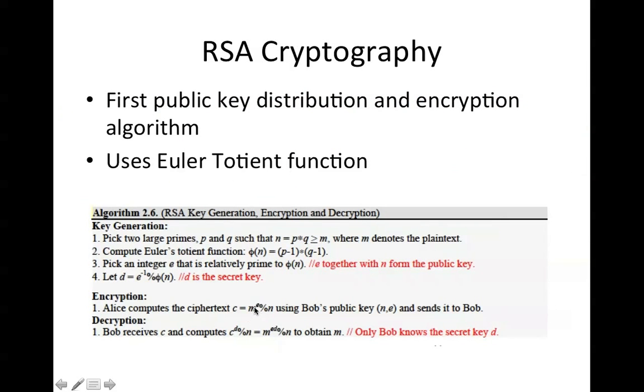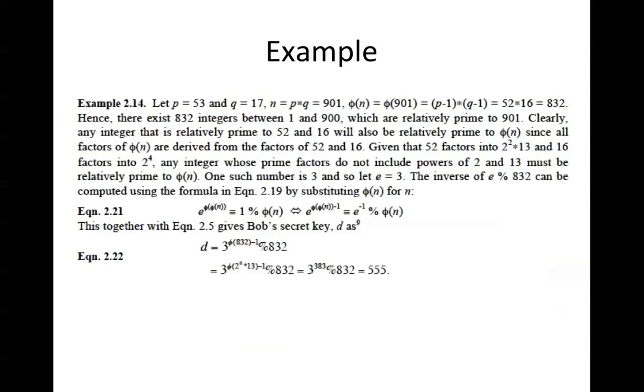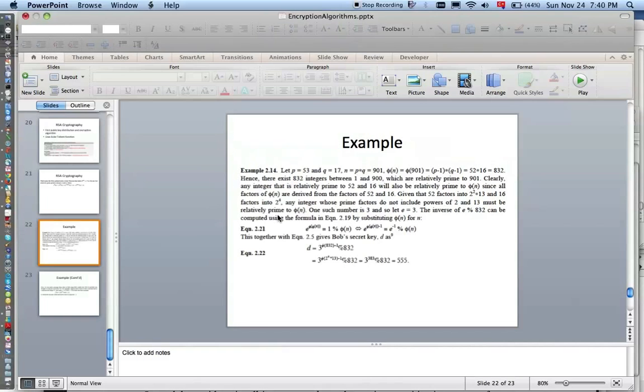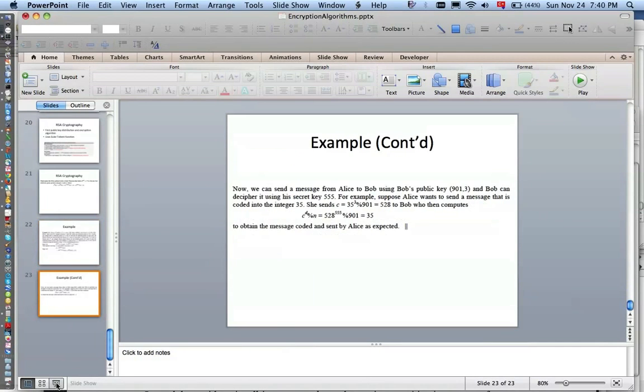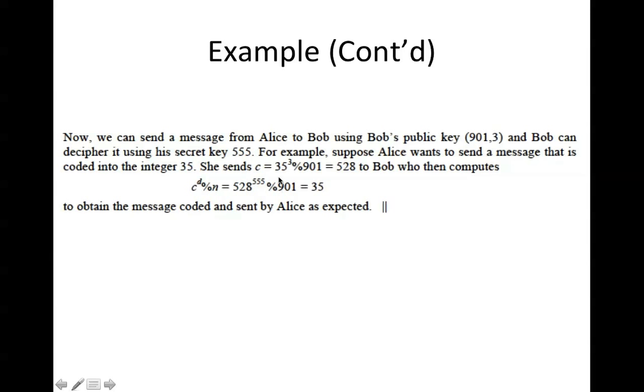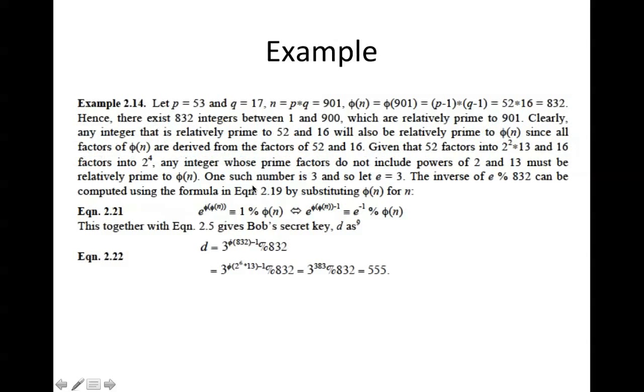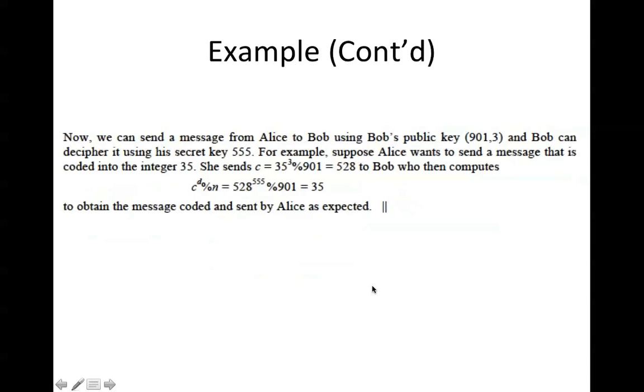M raised to E, E being 3, M being, I guess, 15. Right there. Sorry about this. Right there. That's actually 35, not 15, is what she wants to send. Raised to 3, and modded to N, N being the other public number. So you get 528. Now, Bob then computes C to the D, this number 528. D we just computed to be 555 here. Power to that, and then mod it to 901, and you get 35. And that's the message that Alice sent.